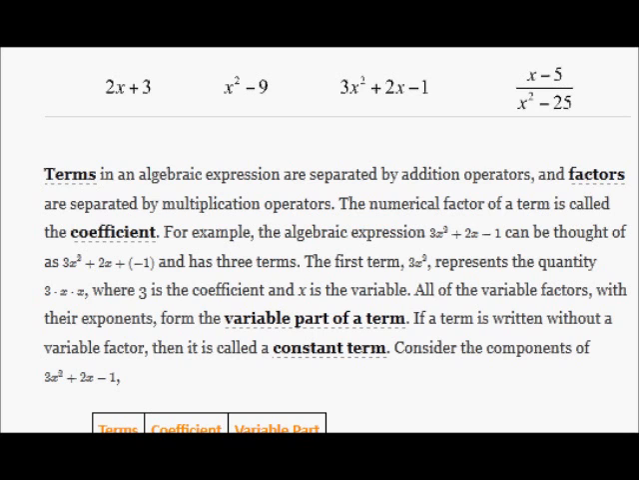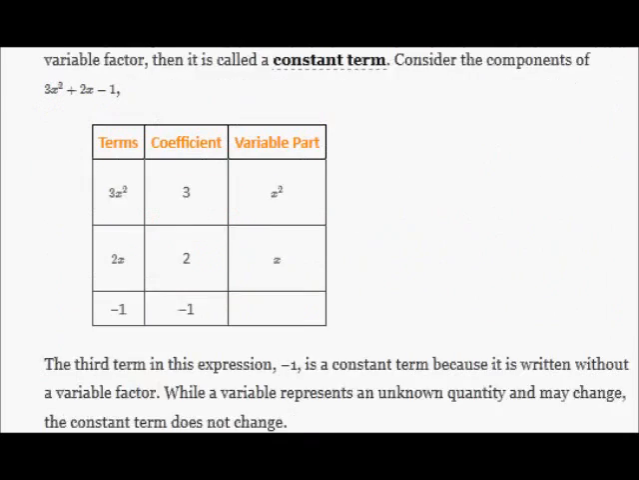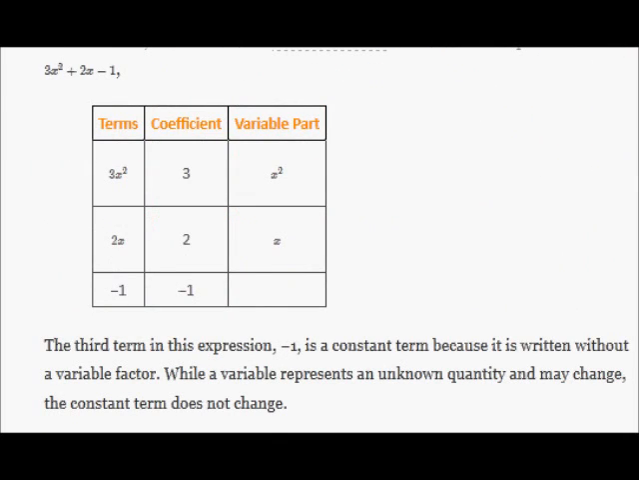So let's consider the components of 3x squared plus 2x minus 1. What are your terms? Well, you got 3x squared, you got 2x, and you got negative 1. So in the first term, the coefficient is 3, and the variable part is x squared. In the second term, 2x, the coefficient is 2, and the variable part is x. And in the last term, the coefficient is negative 1, but you have no variable part. Okay, so that means it's a constant term.